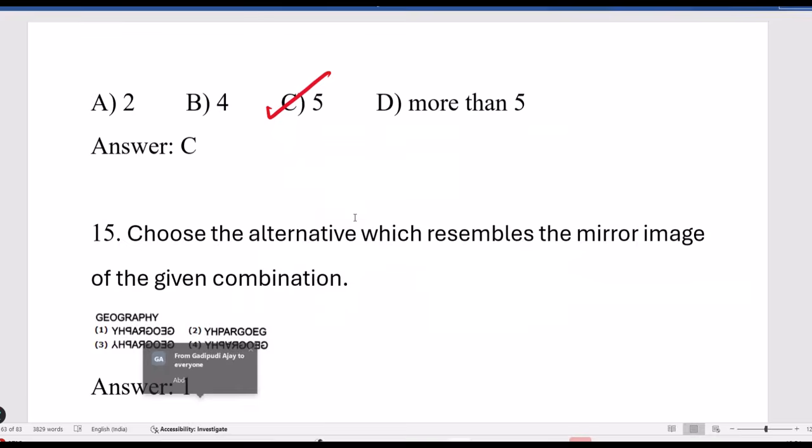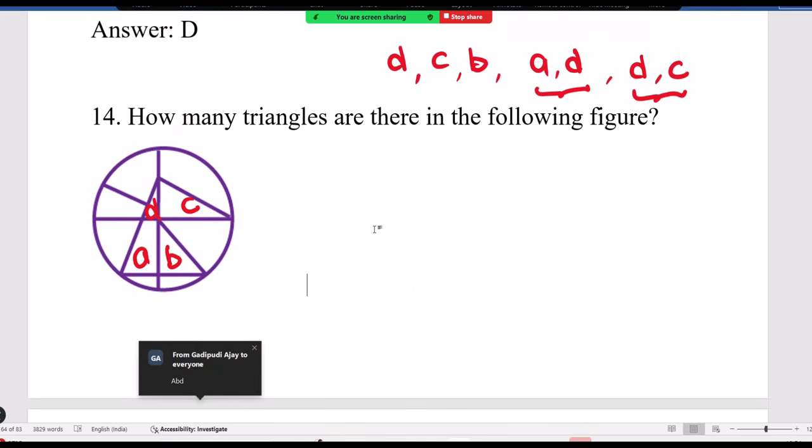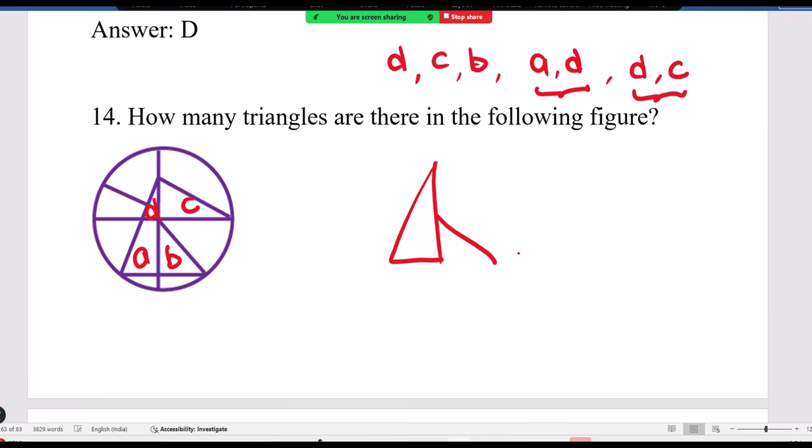Let's see the last question. Somebody said ABD. No, ABD is not a triangle. ABD will be like this. Is this a triangle? No, you can't just combine ABD like that. It should form a triangle shape. It's not a triangle.